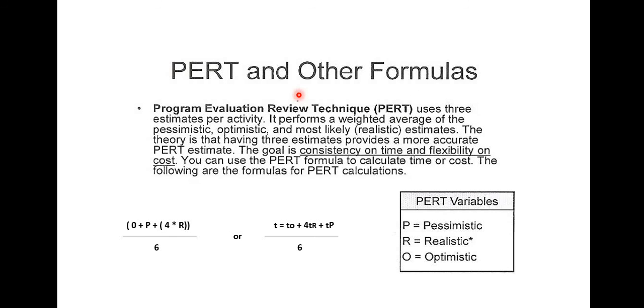So let's quickly look at the Program Evaluation Review Technique, PERT. This uses three estimates per activity. We are looking at the weighted average of the optimistic, pessimistic, and realistic. It is important to understand this formula, not necessarily master it, but just understand it so that you can always use it. So the optimistic plus the pessimistic plus 4 times realistic, over 6, and you have what you need to calculate already.